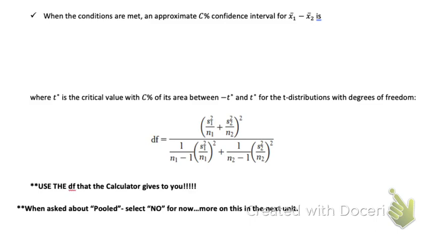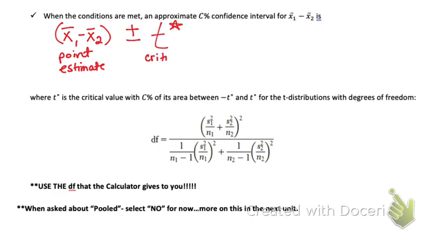Here it is. X bar 1 minus x bar 2. This is the point estimate. Plus or minus. What's going to come next? The margin of error, yes. But what are the little parts of the margin of error? The T-star critical value. And then, what comes next? What's the other part of the margin of error?